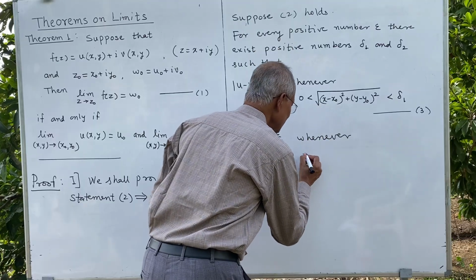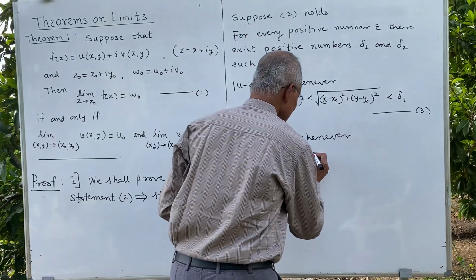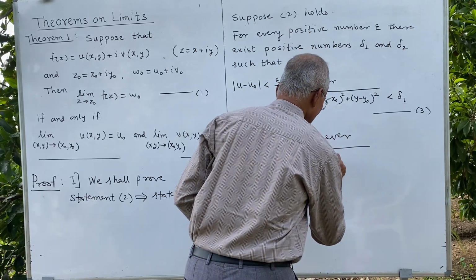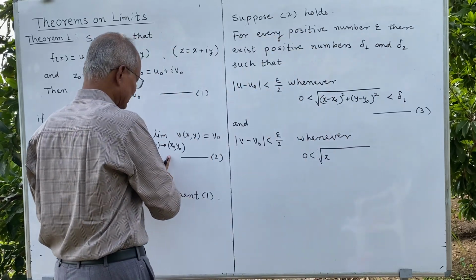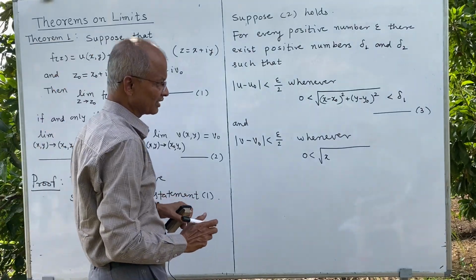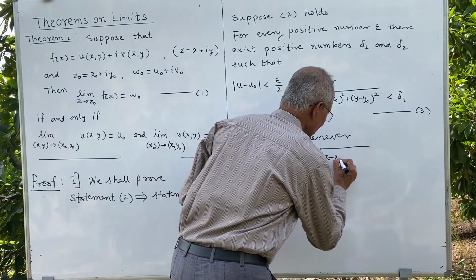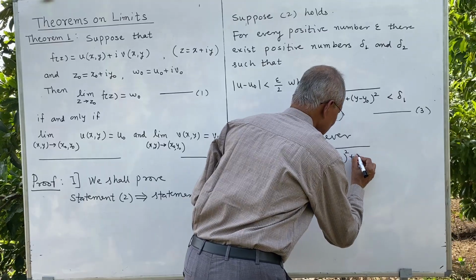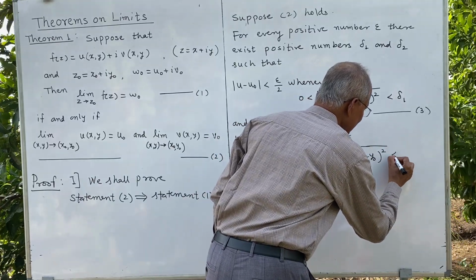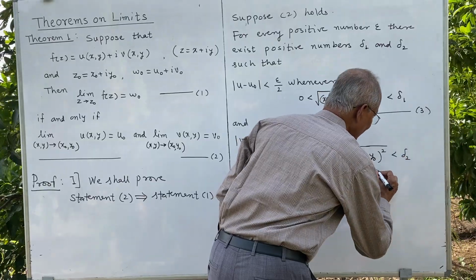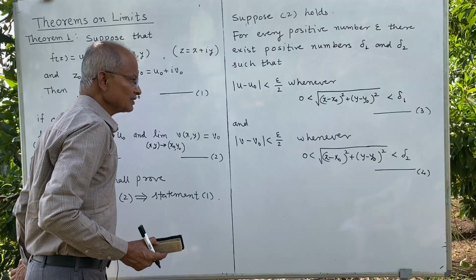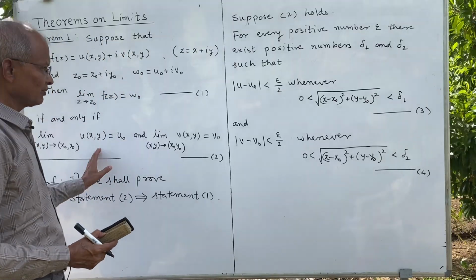Therefore, this quantity is taken as epsilon by 2, whenever this condition remains the same, but the neighborhood we consider as delta 2, that means whenever the absolute difference of this is less than delta 2. Here we have used delta 1, here we are using delta 2. That is, x minus x naught whole square plus y minus y naught whole square, under the root, is less than delta 2, and we suppose this as 4. Thus we have applied the definition of limit for this.